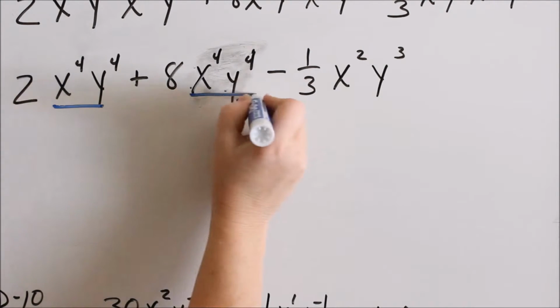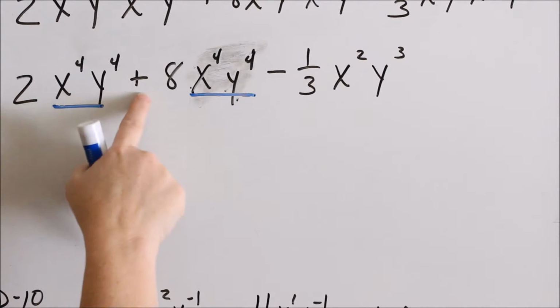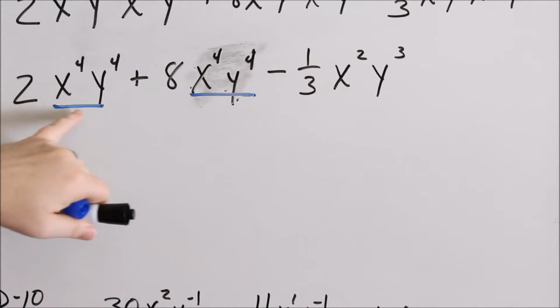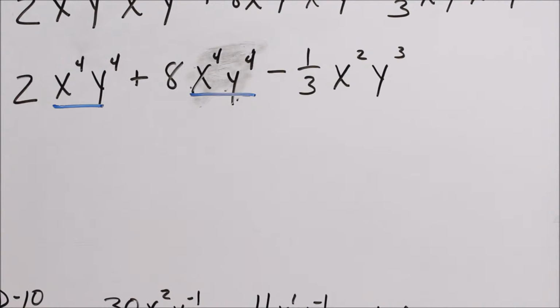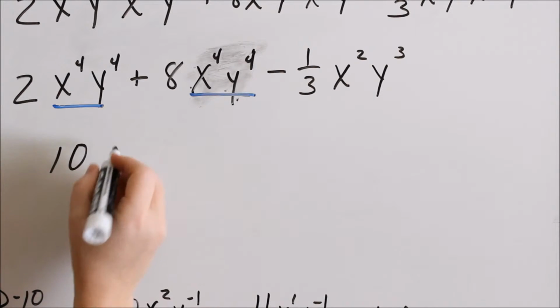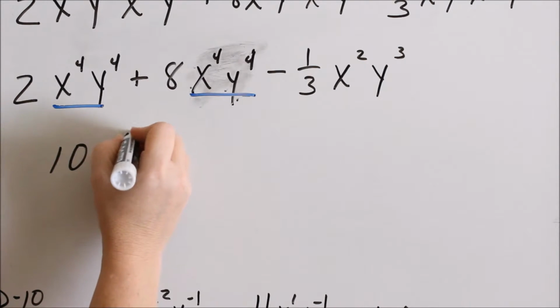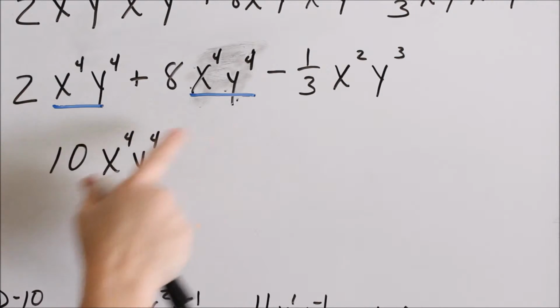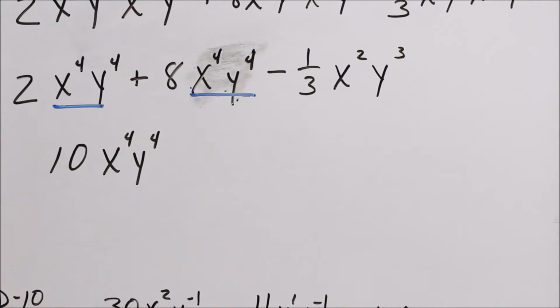So that's like saying two of these plus 8 of these. So you're just adding your coefficients. It's like saying I have 2 cookies plus 8 cookies, which means that I have 10 cookies. Well, instead of writing cookies, I'm just going to rewrite exactly what I have. Don't add your exponents at this point or change your letters. It's like 2 cookies plus 8 cookies is 10 cookies. The 'these' part does not change.